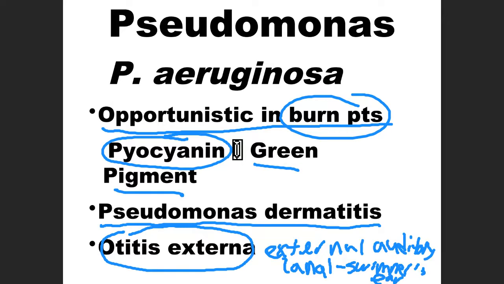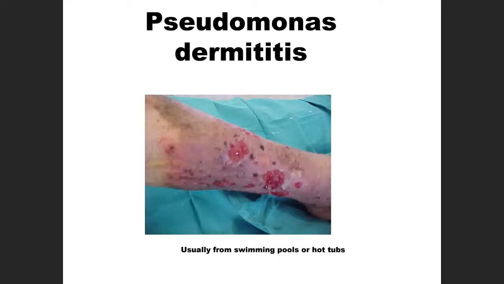So now, I'm not saying that every time a person gets swimmer's ear, that's always caused by Pseudomonas. There are other causes of swimmer's ear, like Staph aureus, but this can be one of them, again, from swimming pools. But Pseudomonas dermatitis, again, is most often contracted from dirty swimming pools.